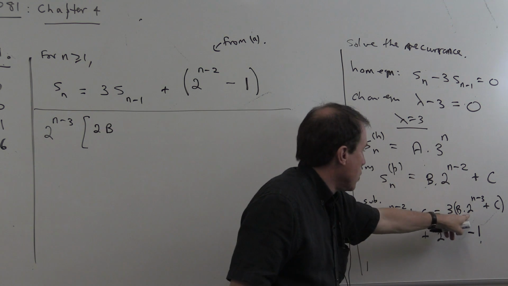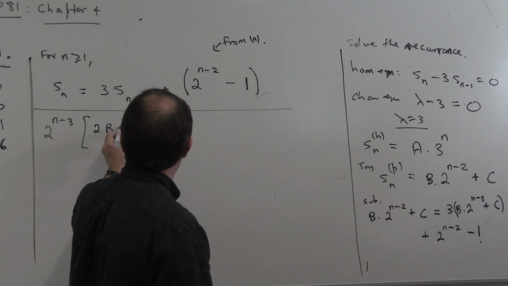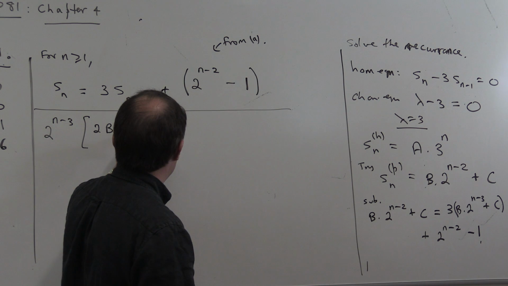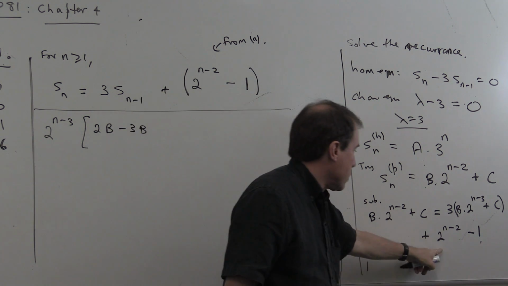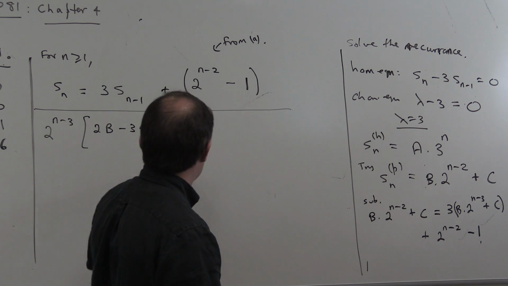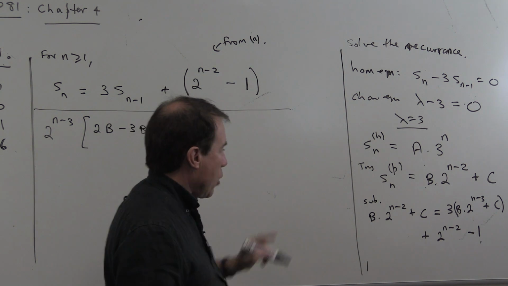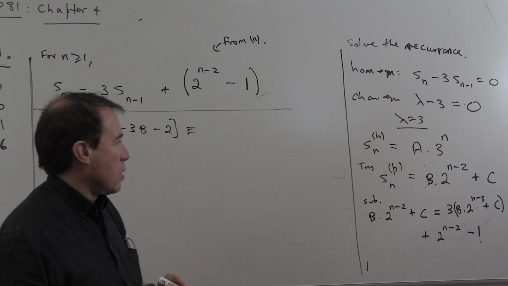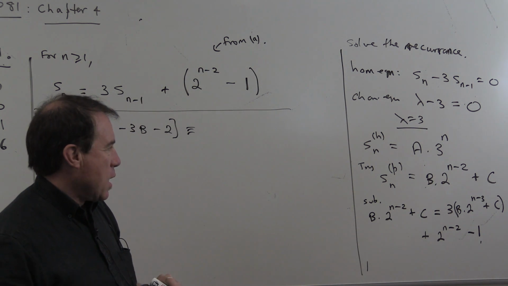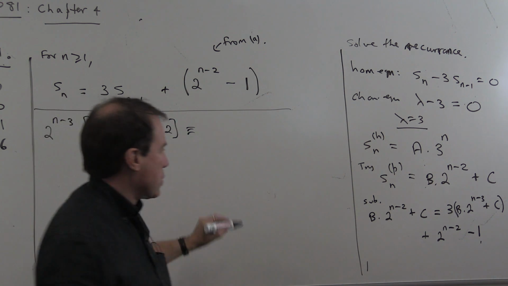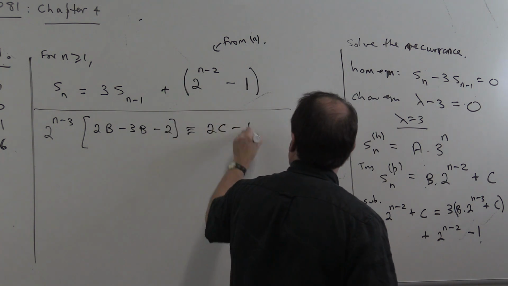I'll take this term across the other side. That's already got 2 to the n minus 3 in it. And I'll take this term across the other side, and I'll have to take a 2 out of that one. And I'll put all the constants, I think, on the other side. So I'm going to get 3c minus c is 2c, and then minus 1.